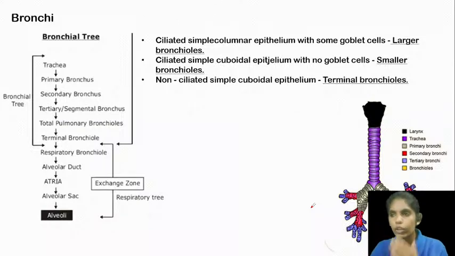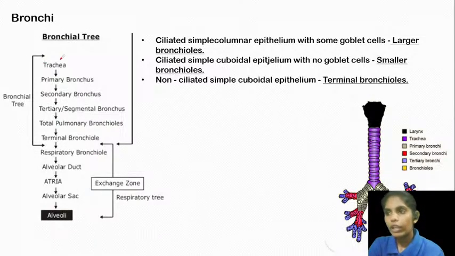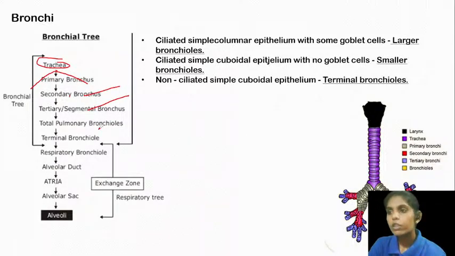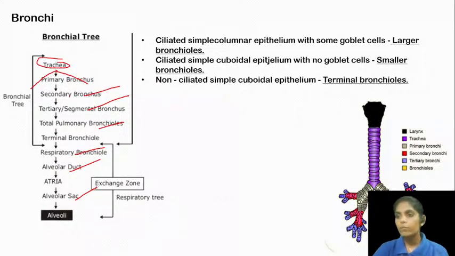Now coming to the bronchi. So this is the bronchial tree. The trachea at the fifth vertebra level will divide into left primary bronchus and right primary bronchus. Then comes the secondary bronchi, then the tertiary bronchi, then the terminal bronchioles, the respiratory bronchioles, alveolar duct, and the alveolar sac. In the alveolar sac, the exchange of gases will take place.